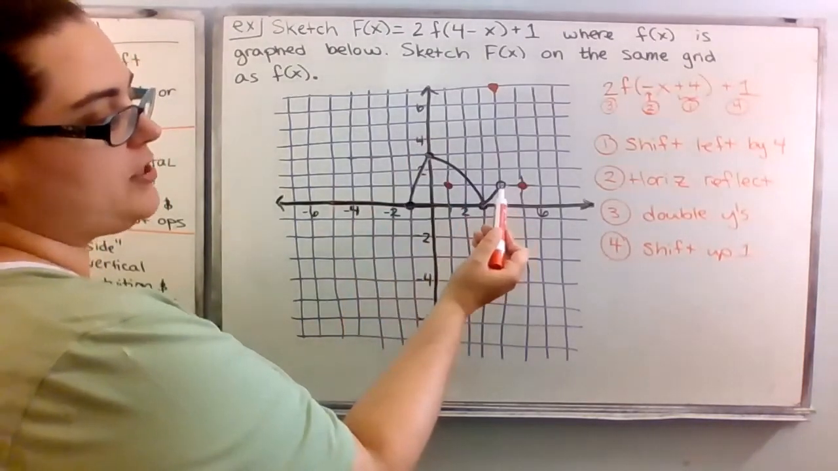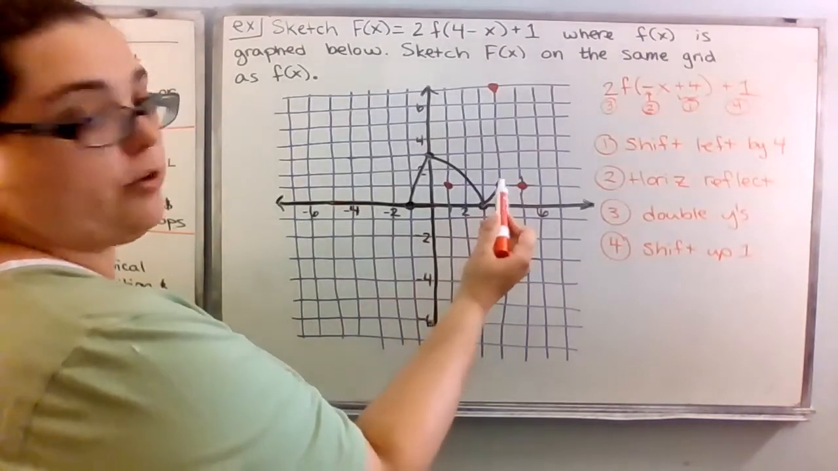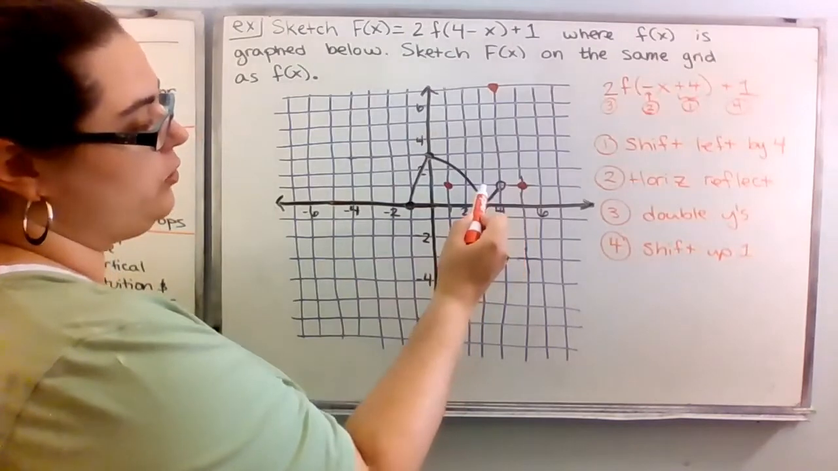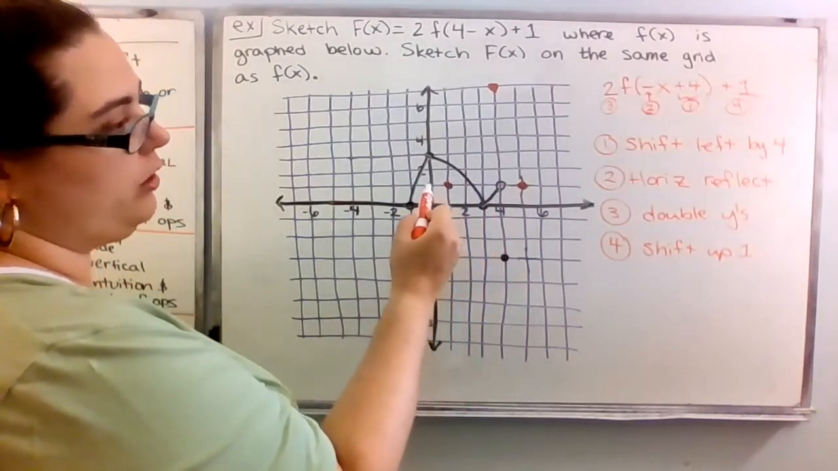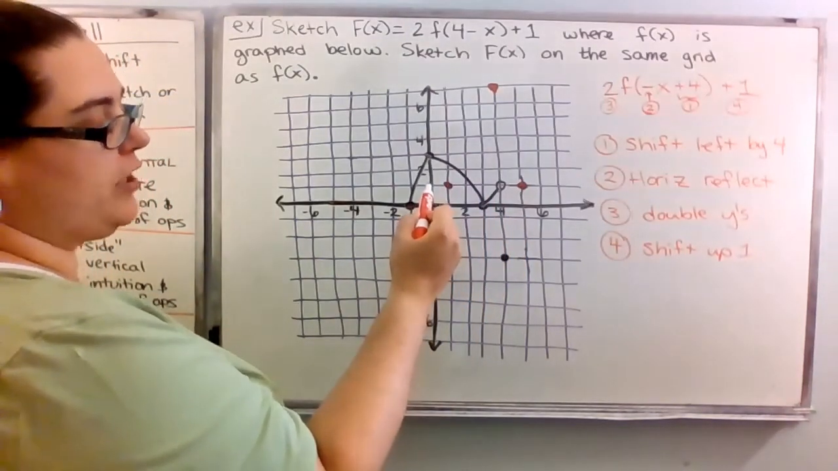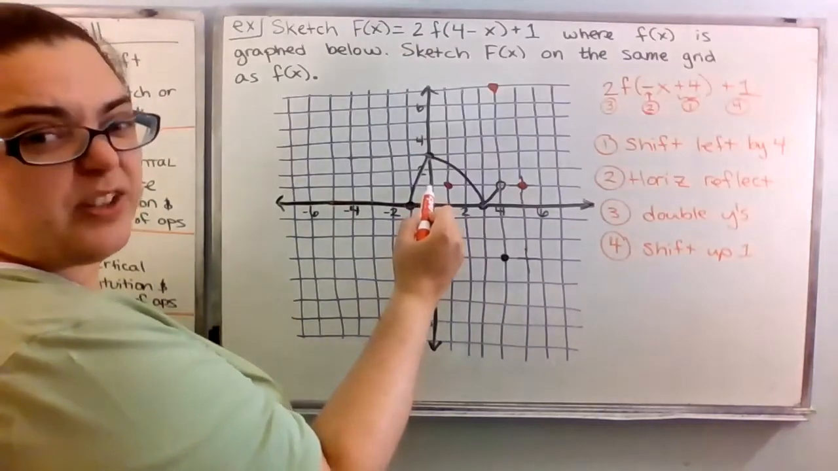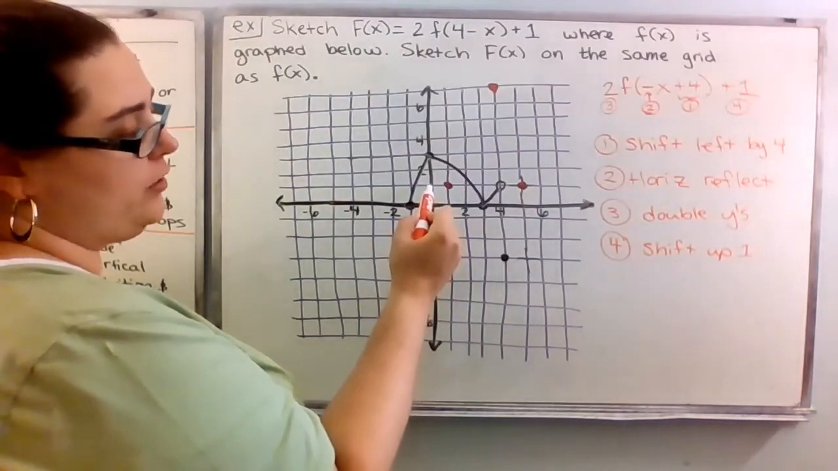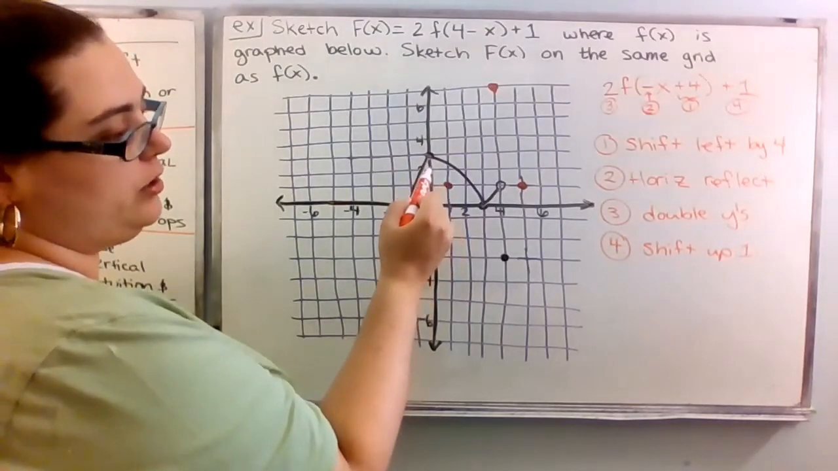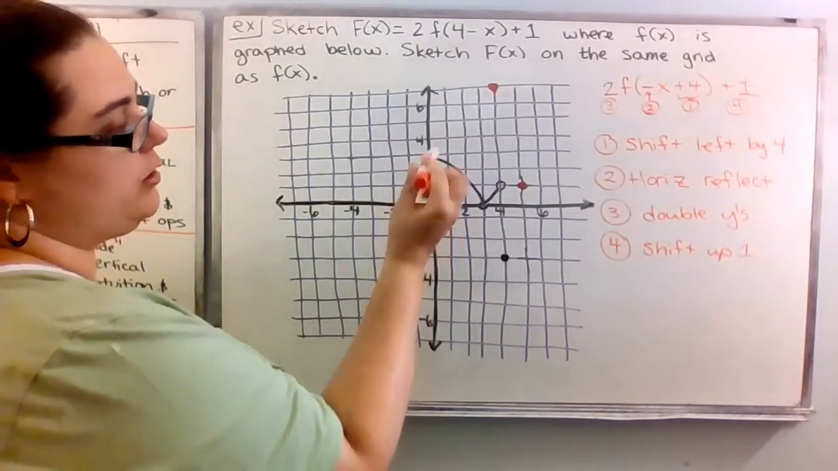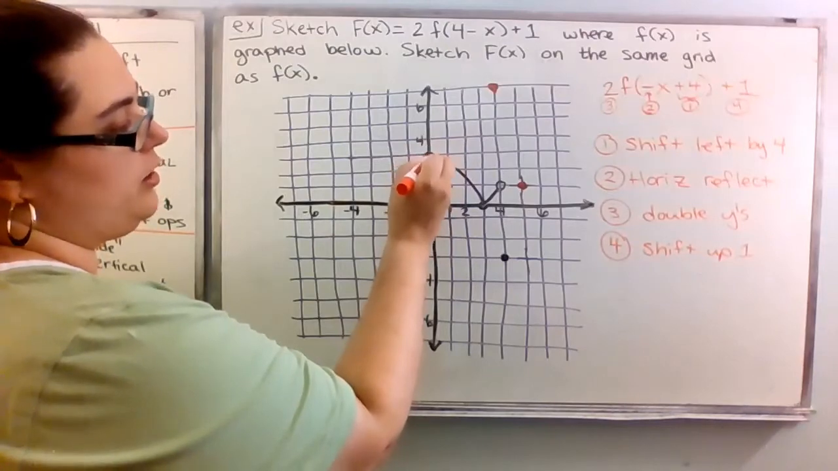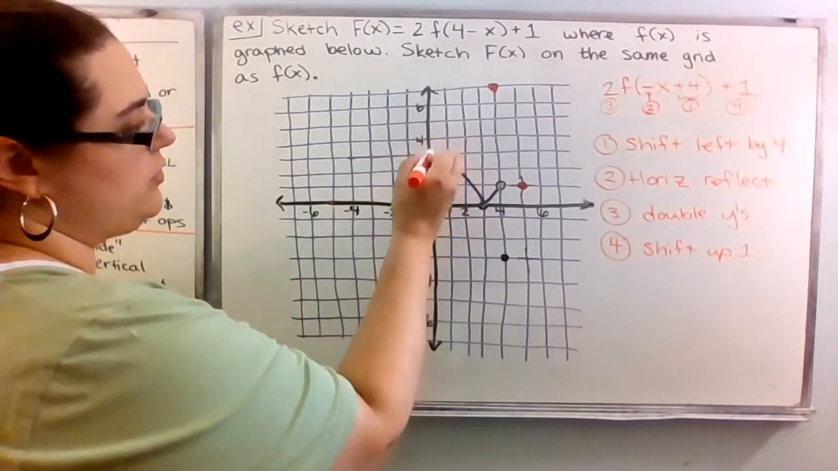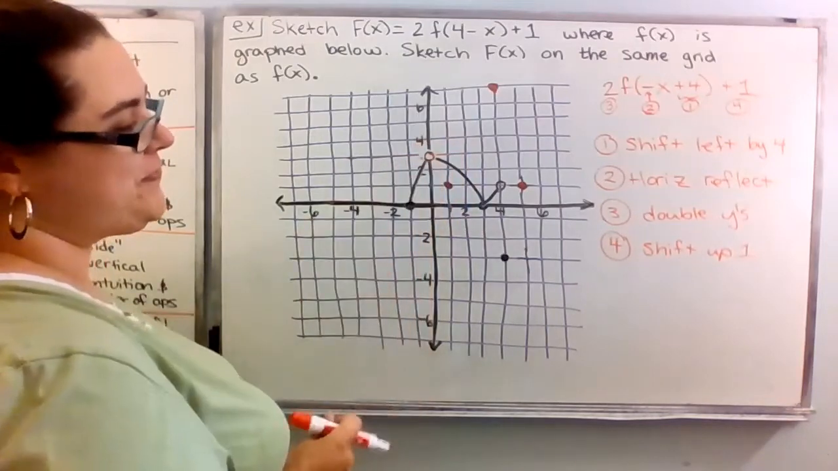So our fourth point, this is the open circle one. So I have to remember to graph it with the open circle. I'm going to shift left by 4. 1, 2, 3, 4. I do a horizontal reflection. Well, the x value is 0, so it doesn't go anywhere. I double the y value. So if I double 1, I get 2. And then I shift up 1. So I'm going to go right there. Oh, but it was an open circle. Gosh darn it. So we'll make an open circle there.